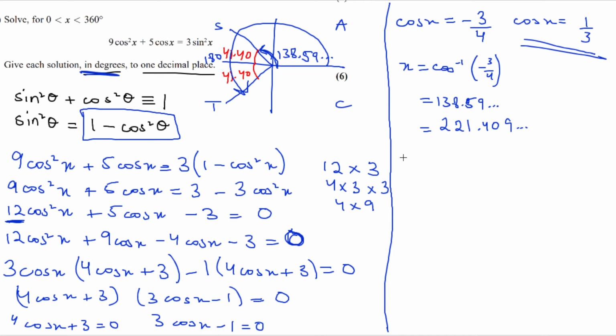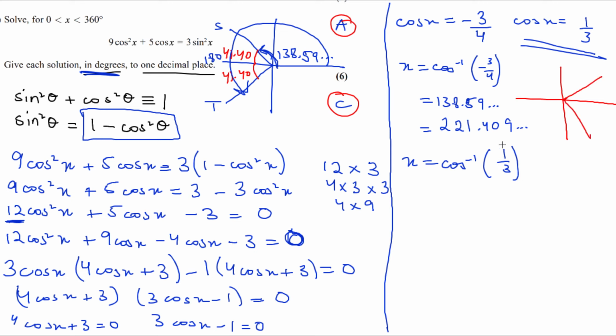For this one, x is the inverse cos of positive 1/3. Now for positive, as I've mentioned before, I'm just going to draw the graph over here in red. Right here. So cosine is positive in the first and in the fourth quadrants. So I'm just going to draw two lines, one here and the other one here. If I did the inverse cos of 1/3, I'd get 70.528 degrees, which is this angle and this angle.